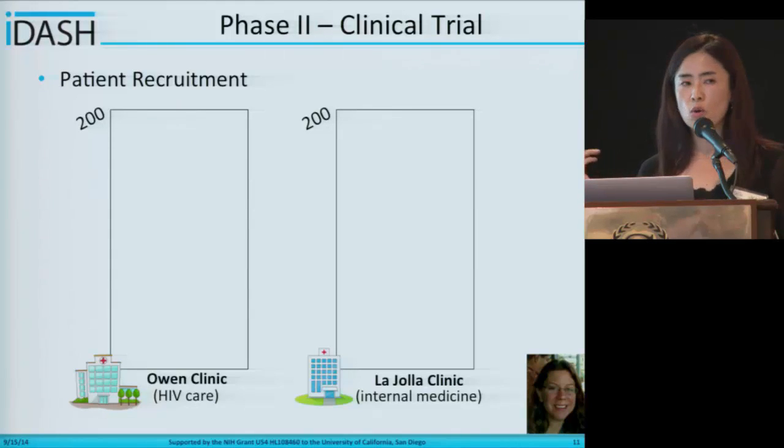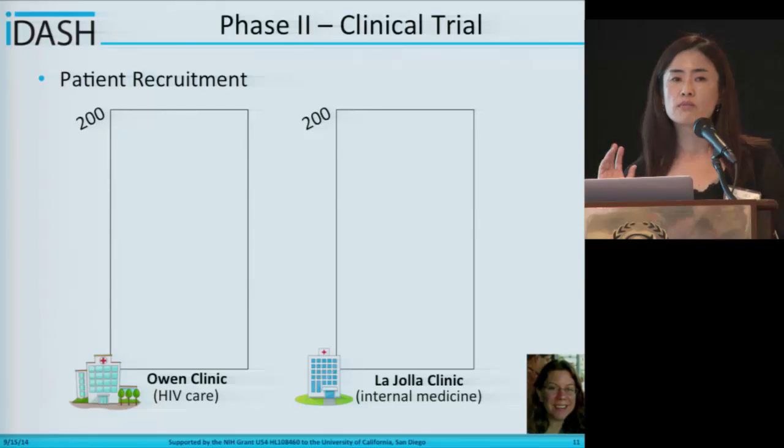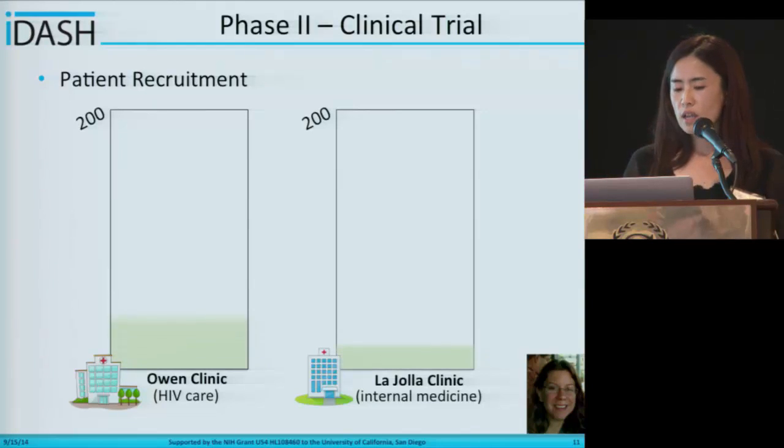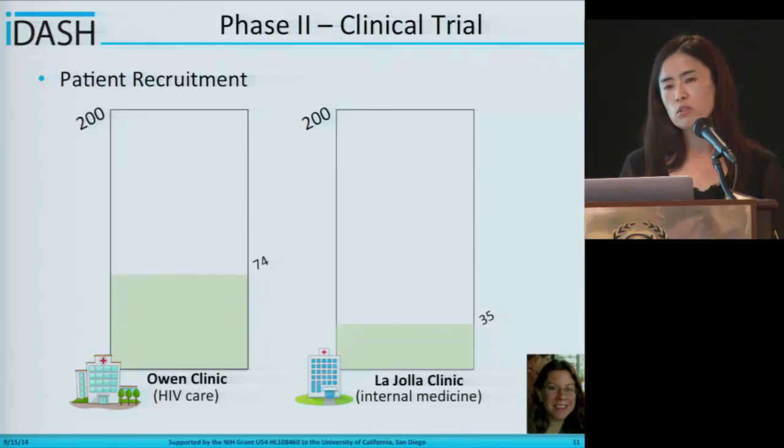recruitment site. One is Owen Clinic, specialized in HIV patient care, and La Jolla Clinic is a General Internal Medicine Clinic. So as of last Wednesday, we recruited about 110 patients, and 6 patients from Owen Clinic only speak Spanish. So our Spanish site will become very handy for them.